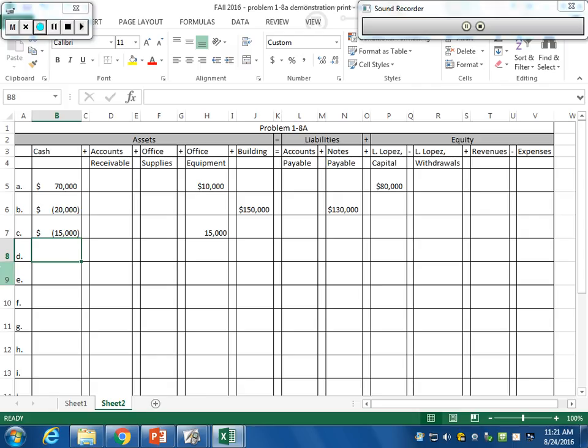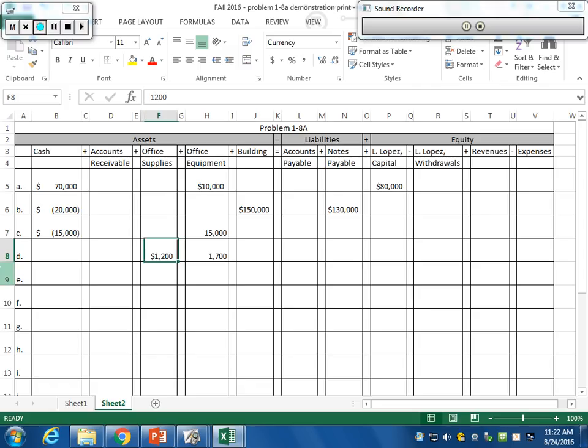Somebody read transaction D for me loud and clear, please. The company purchased $1,200 of office supplies and $1,700 of office equipment on credit. So what increases here? Office supplies increases for how much? $1,200. And what else increases? For how much?